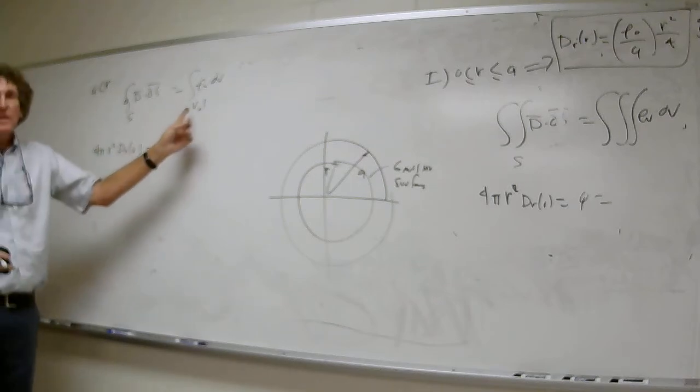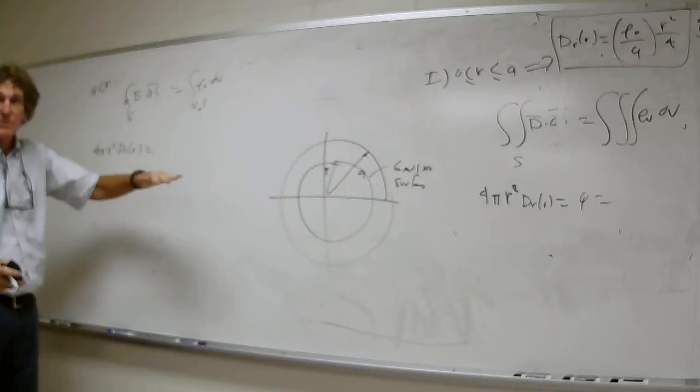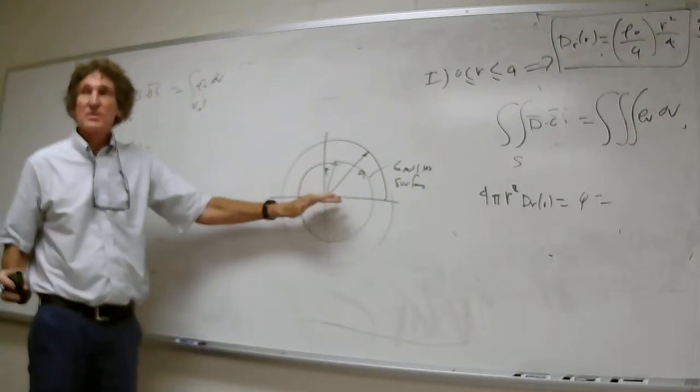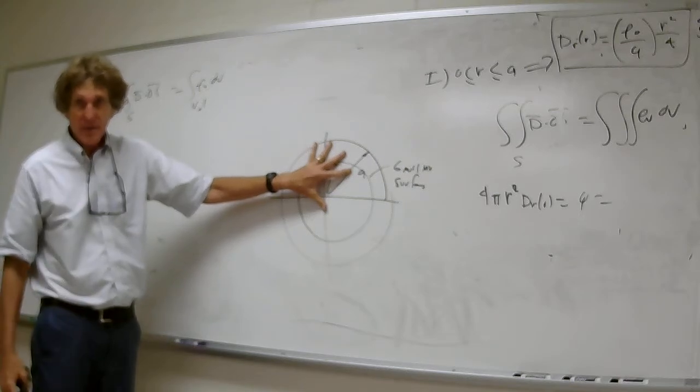Now over here, the difference is it doesn't go from 0 to r, it goes from 0 to a, because remember, all the charge is limited to a. With me on that? Oh, yeah, that makes sense.